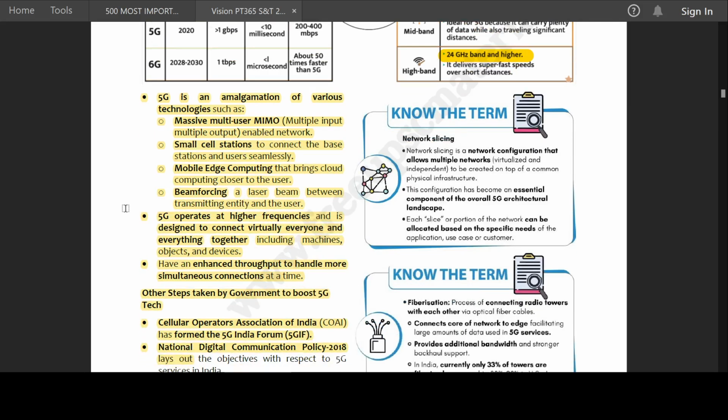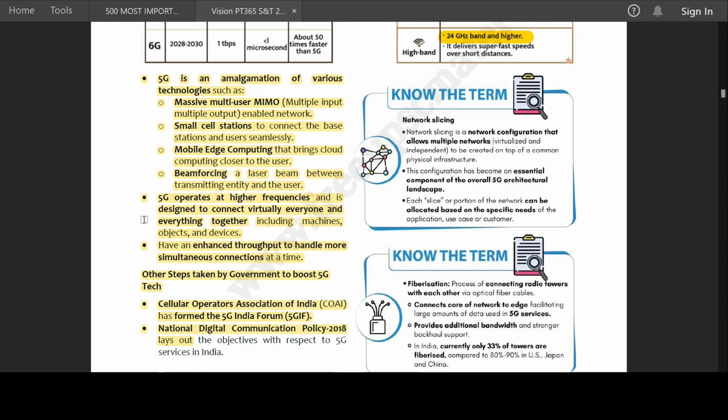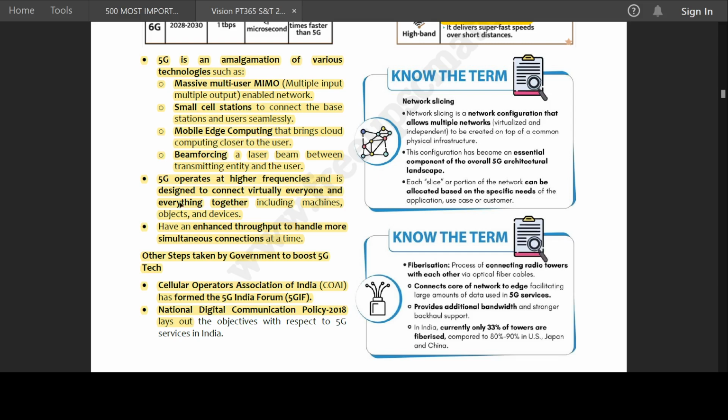5G is an amalgamation of various technologies such as massive multi-user MIMO, multiple input multiple output enabled networks, small cell stations, mobile edge computing, and beamforming, a laser beam between the transmitting entity and the user. 5G operates at higher frequencies and is designed to connect virtually everyone and everything together, including machines, objects, and devices. It has enhanced throughput to handle more simultaneous connections.